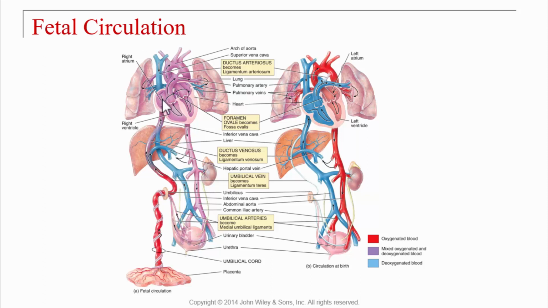So one of the first bypasses is going to be from the right atrium to the left atrium, and it's going to go through a hole. Remember holes? The term for a hole is a foramen. And so this is an oval hole, so it's the foramen ovale.